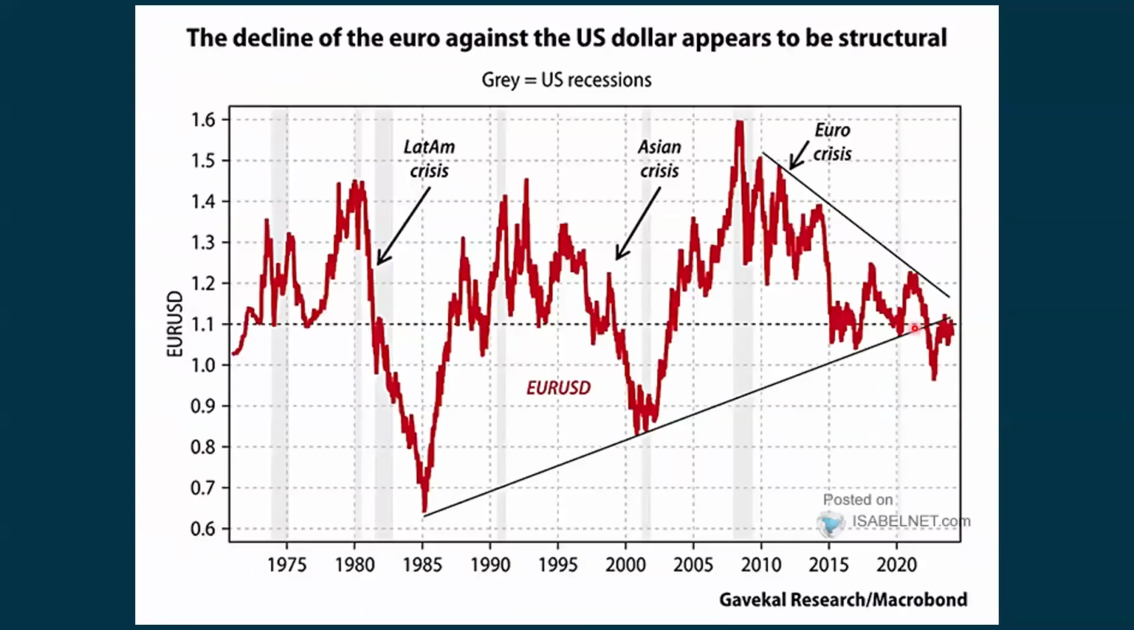Then this looks at the decline of the euro against the US dollar, and it says here it appears to be structural. The dollar's been bouncing back up a little bit lately, and the euro, that's what's measured first. When this is going up, that means the euro is outperforming, and when it's going down, that means the dollar is outperforming, and we're right below this trend line right now. I have a chart later on to show you of the dollar and of the euro.